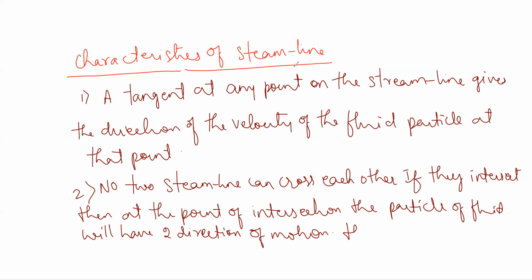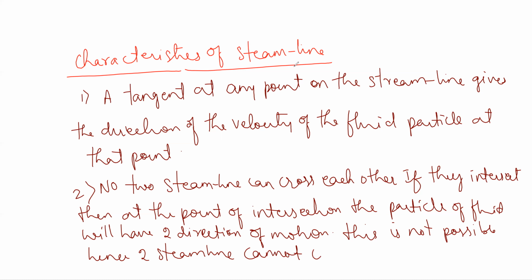So what does two directions mean? This is not possible. Why? Because of this, two streamlines cannot cross each other. So these are the properties of the streamline flow.